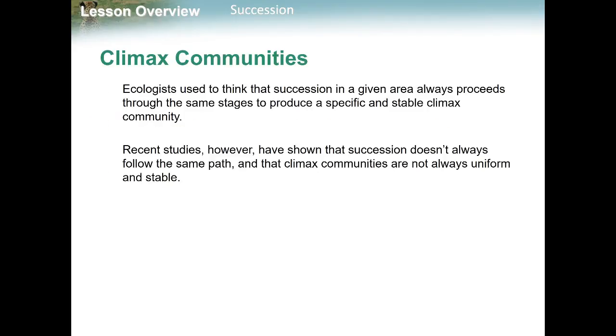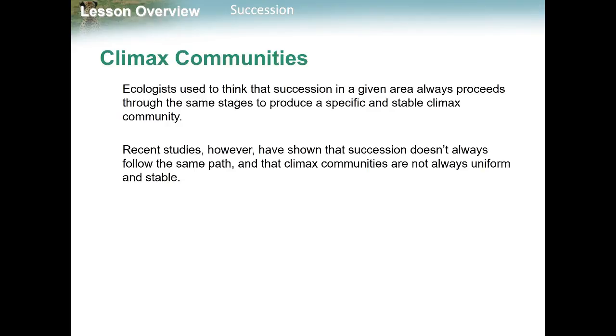So climax communities are communities that I called an old growth forest. They're usually stable communities. Ecologists used to think that these areas no longer went through any changes, that succession no longer continued, but succession is always a continuing process, and it does produce these specific stable communities called climax communities.